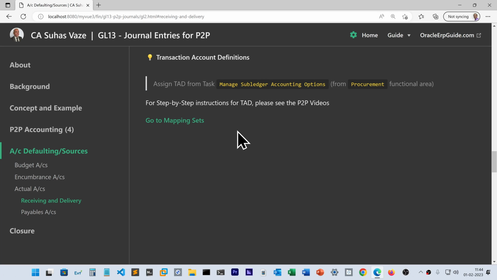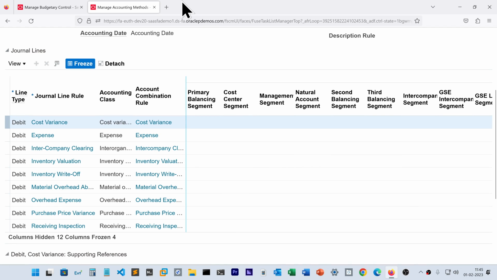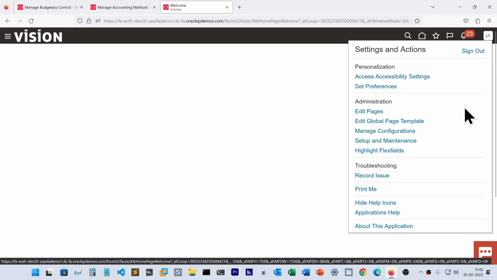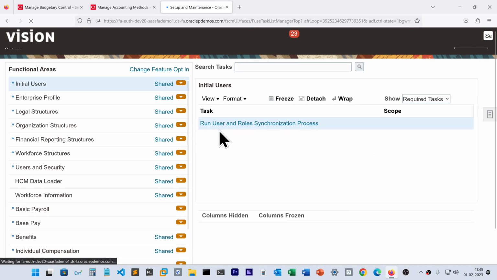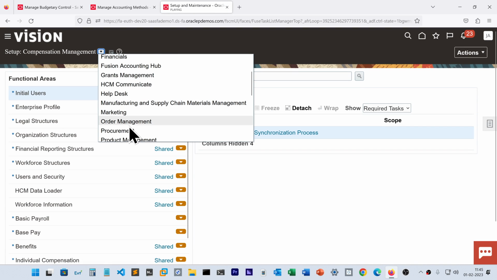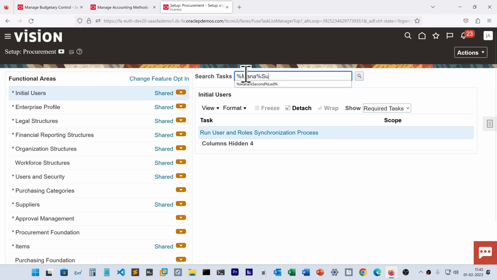Now, how to define these transaction account definitions, that is a topic in itself, and that has been explained already in the P2P videos. You can go and see that. But let us quickly see where we can assign the transaction account definition. Go to the instance, setup and maintenance, and go to procurement here and manage subledger accounting options.